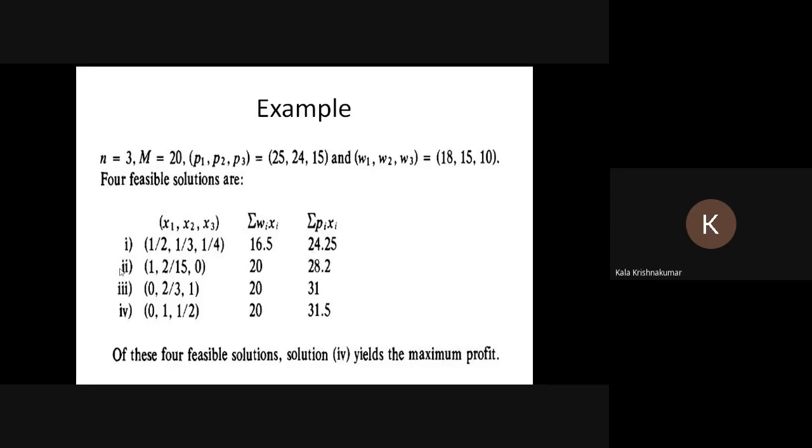Then the second case is you are picking 1 comma 2 by 15 comma 0. There the weight is 20 and its profit is 28.2. Then another case where your weight is 20 and profit is 31, then 0, 1, 1 by 2, where the weight is 20 and profit is 31.5. And we know that the fourth one gives the maximum profit. Out of these four solutions, this one yields the maximum profit.